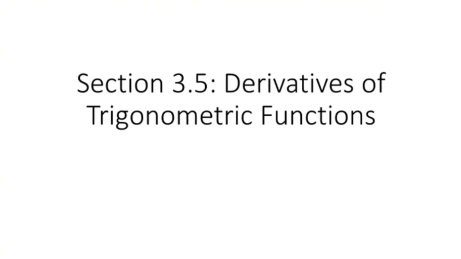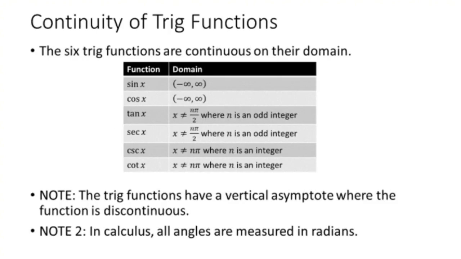Section 3.5, Derivatives of Trigonometric Functions. In this section, we're going to derive the derivative rules for our 6 trigonometric functions: sine, cosine, tangent, secant, cosecant, and cotangent. Before we do, we're going to discuss the continuity of our 6 trig functions.